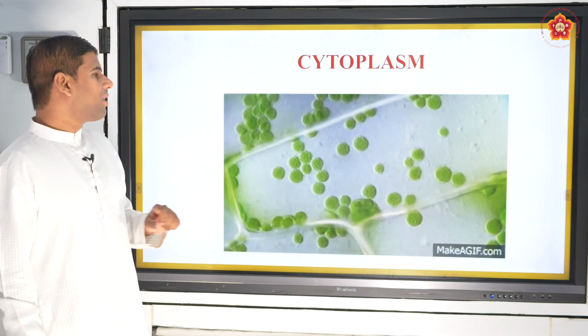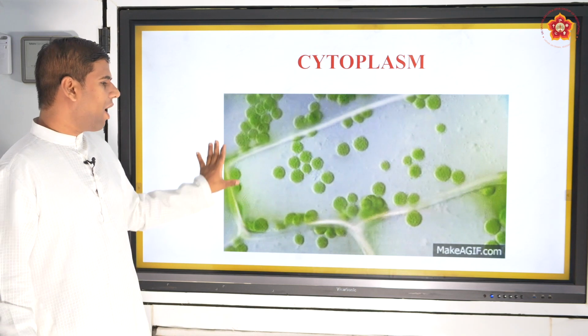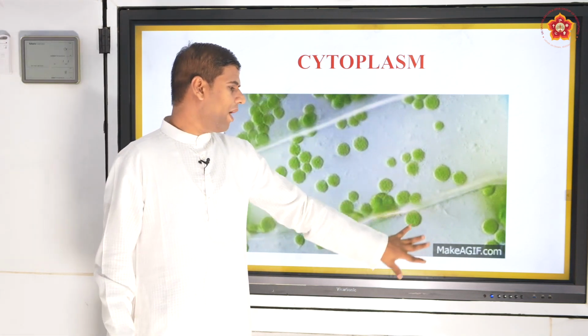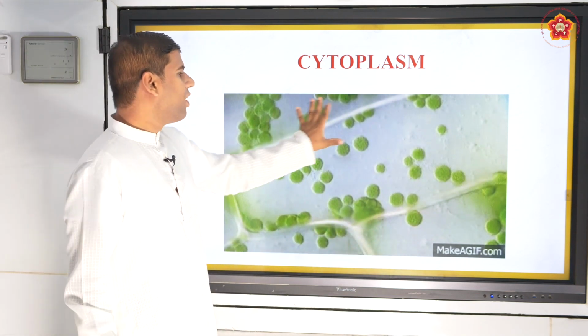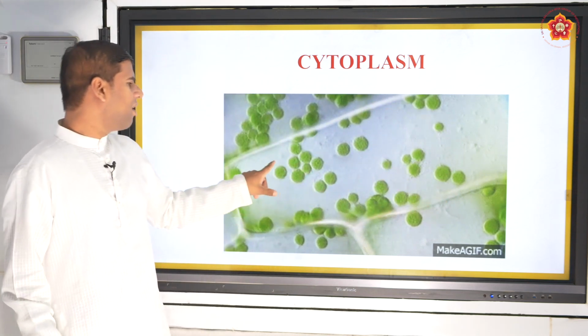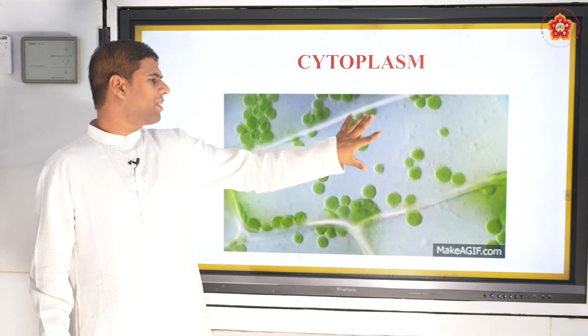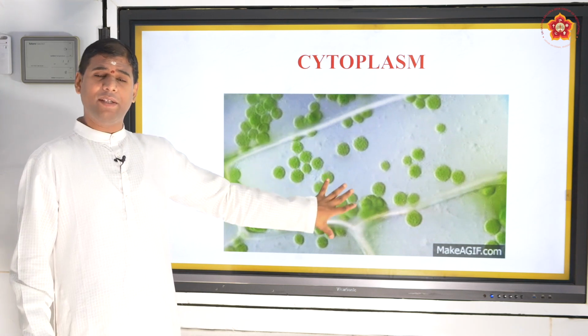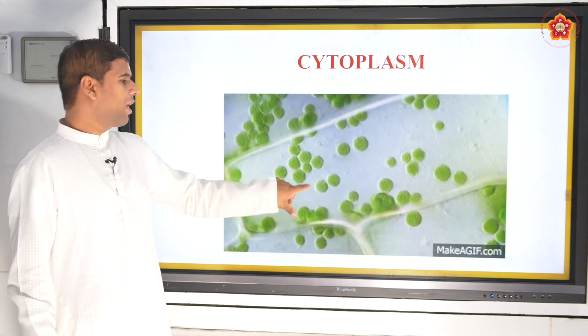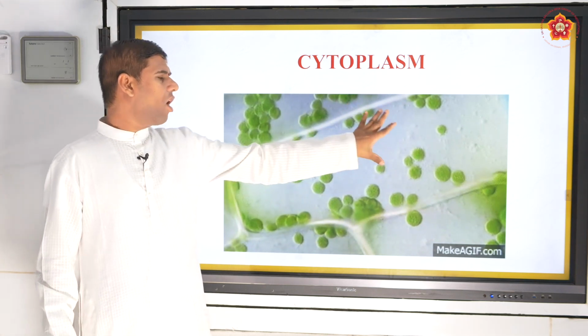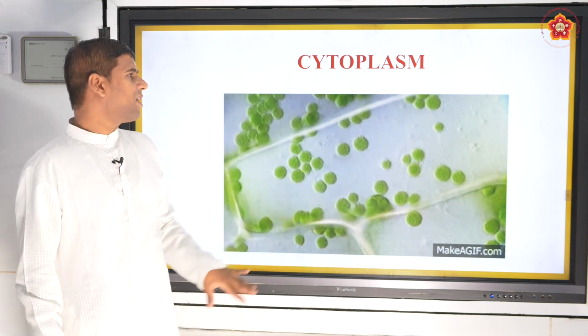So now this is how the cytoplasm looks like. Here you have the cytoplasm, thanks to makemygf.com. All these organelles are present in this. It is microscopic in nature. If you zoom a little bit, you'll get it. So all these organelles, everything, is present in the cytoplasm.